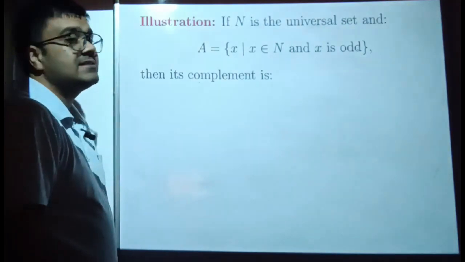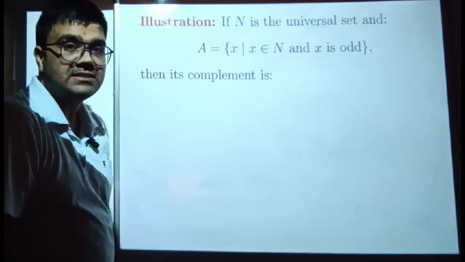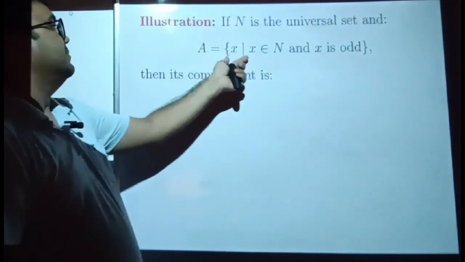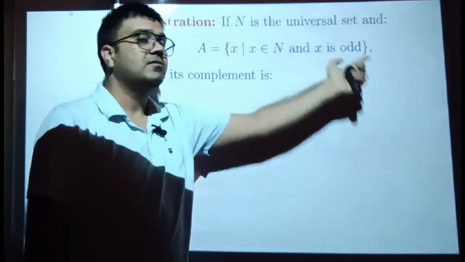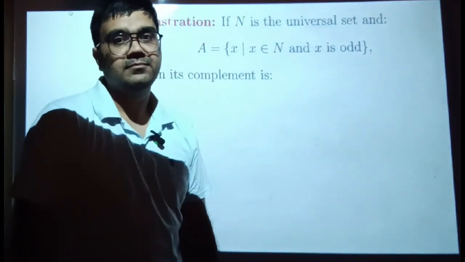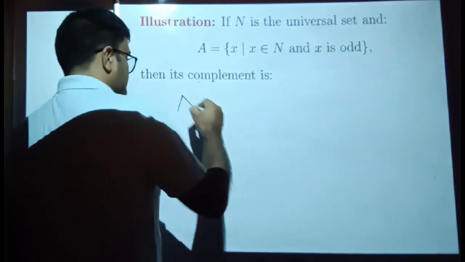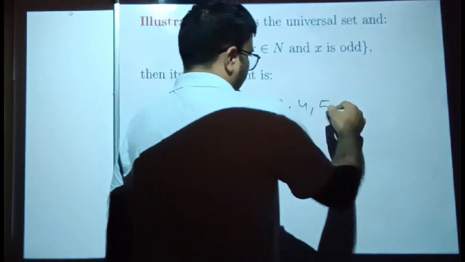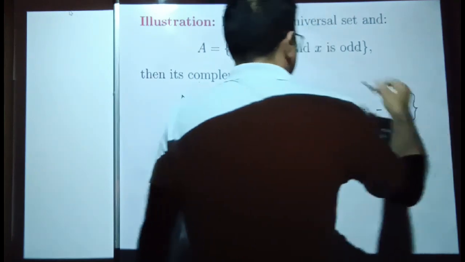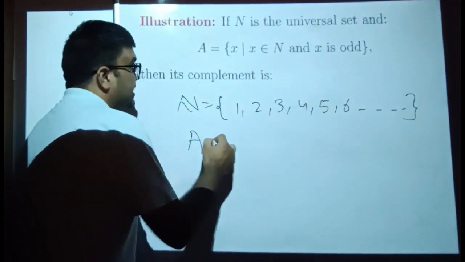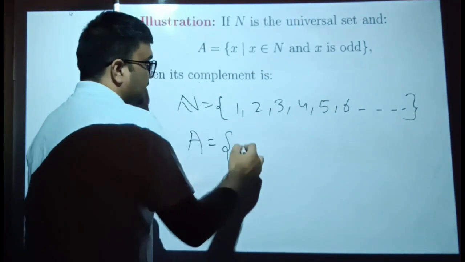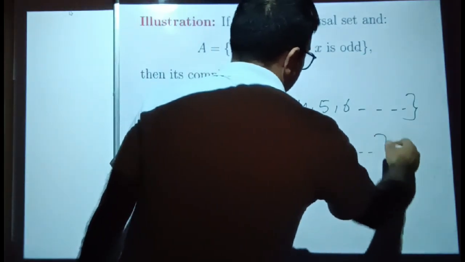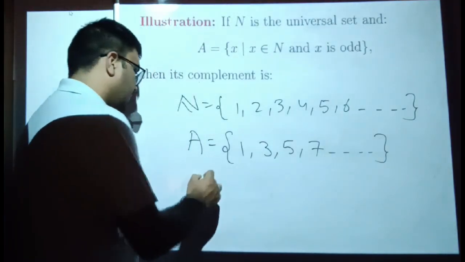If N is the universal set, N here represents the set of natural numbers. A is the set of all natural numbers that are odd. So what is the complement of this set? The set of natural numbers is 1, 2, 3, 4, 5, 6 and so on. The set A that is given to us is all natural numbers that are odd: 1, 3, 5, 7 and so on. What is A complement?